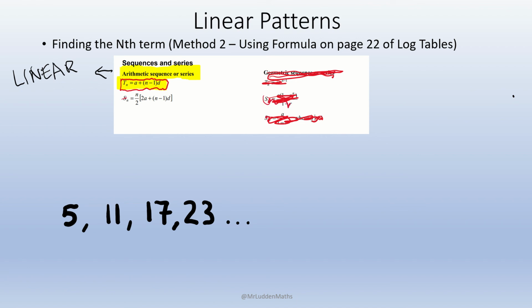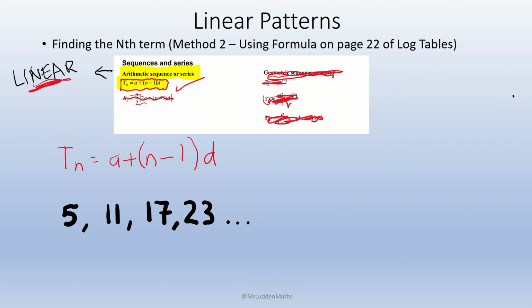So for today, I'm going to put a line through that, and we're just going to concentrate on what's in red here. So for an arithmetic sequence, remember it means linear, we're going to use Tn is equal to a plus n minus 1 d. So I'm just going to write that out just below. Tn is equal to a plus n minus 1 brackets d.